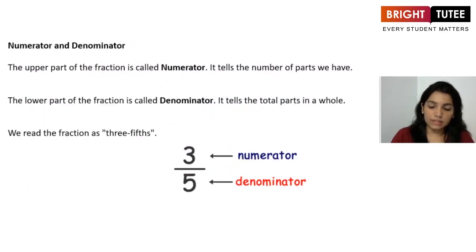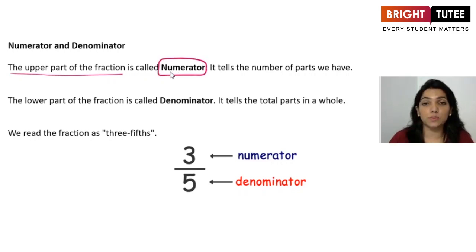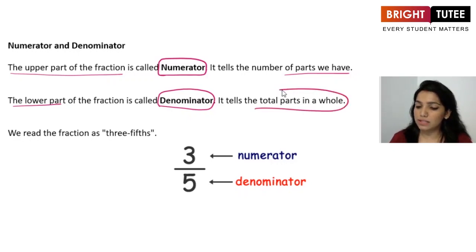Moving ahead, now let us understand when we write a fraction, what is the term which sits on the top and which term sits on the bottom. So, the upper part of a fraction is called a numerator. Make sure that you do remember these spellings well. This is numerator. It tells the number of parts we have, whether it is the shaded part or the non-shaded part or whatever is asked in the question. The lower part of the fraction is the denominator. The lower part is denominator. It tells the total part in a whole.